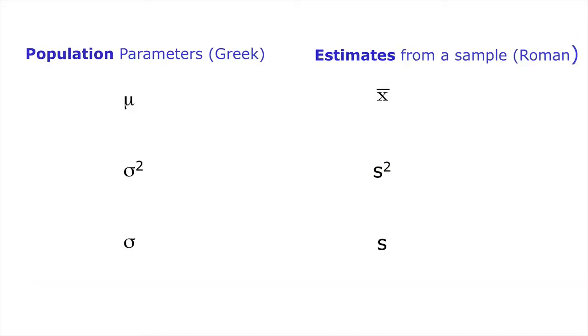So let's revise. Typically, population parameters in most statistical texts will be given in Greek. These are things we do not know, things like the population mean or the population variance, the average squared variability, or the population standard deviation. We will estimate these from a sample, and the unbiased estimators can be termed with Roman numerals, and here we've got x bar, s squared, and s.